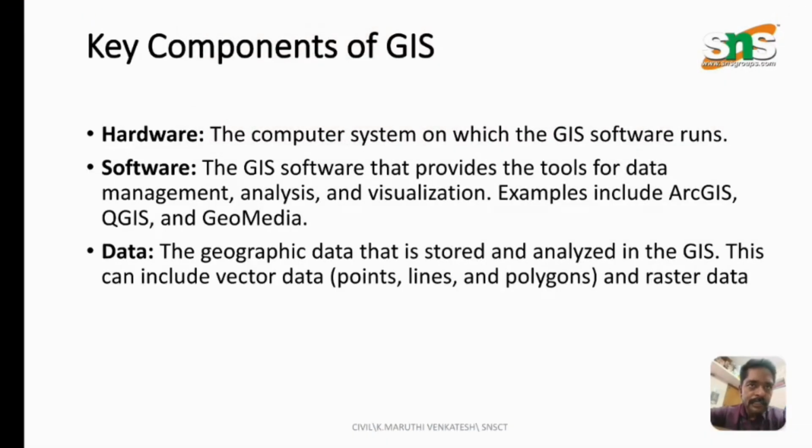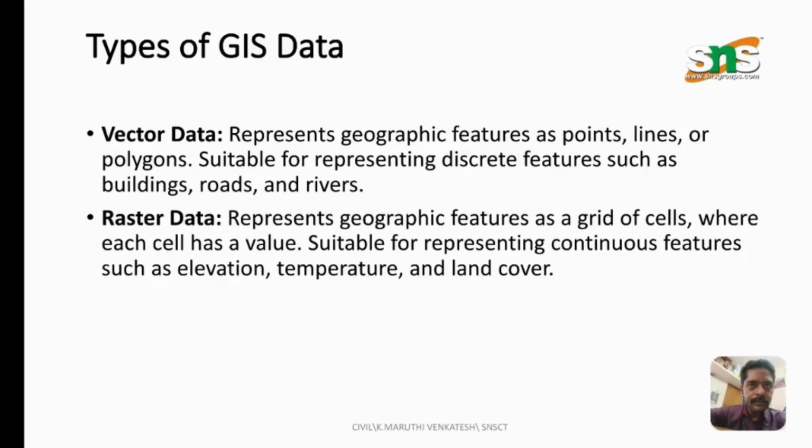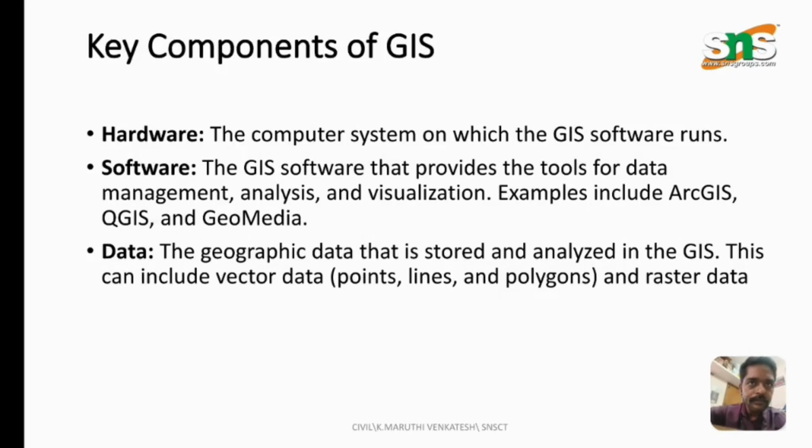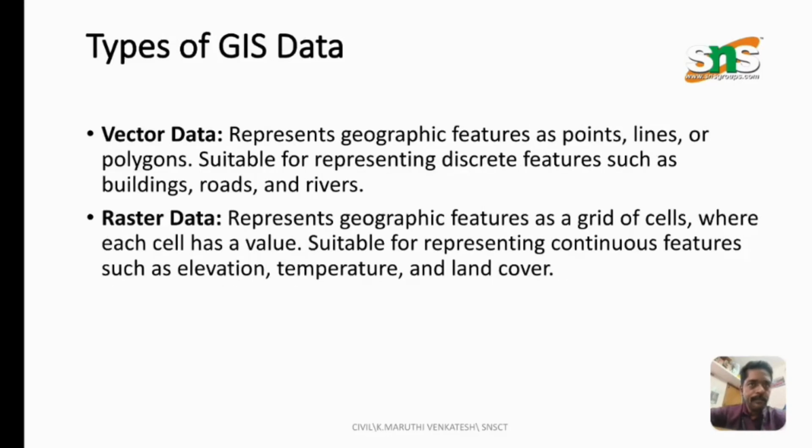Key components of GIS: hardware, software, and data. Hardware, the computer systems on which GIS software runs. Software, which provides tools for data management, analysis, and visualization. Examples include ArcGIS, QGIS, and GeoMedia. QGIS is commonly used software nowadays in applications. Data, the geographical data that is stored and analyzed in GIS. This can include vector data, points, lines, and polygons, and raster data.